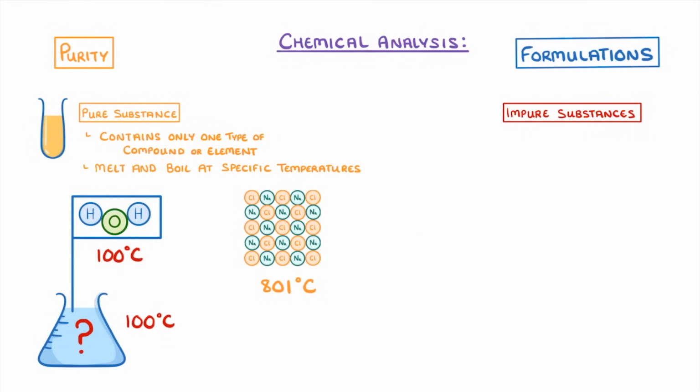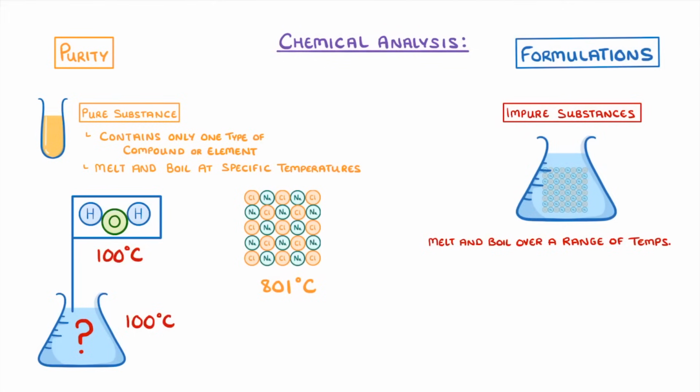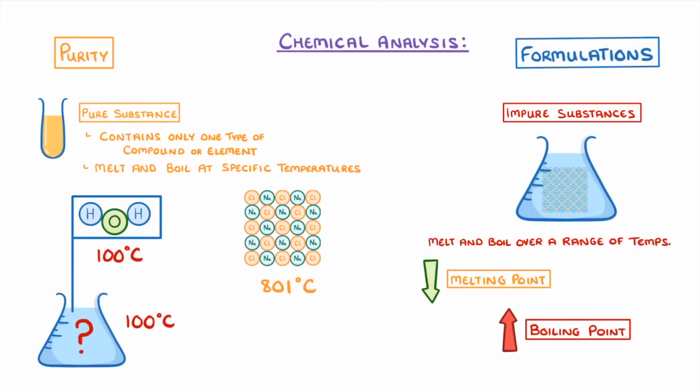On the other hand, impure substances, like our salt water, don't have specific melting and boiling points. Instead, they melt and boil over a range of temperatures, depending on how much of each substance there is in the mixture. In general, having impurities in your samples, for example salt in your water, will lower the melting point, but increase the boiling point. For example, salt water has a melting point of about -2 degrees Celsius, rather than 0 degrees for pure water, and a boiling point of around 100.5 degrees, rather than 100 degrees.